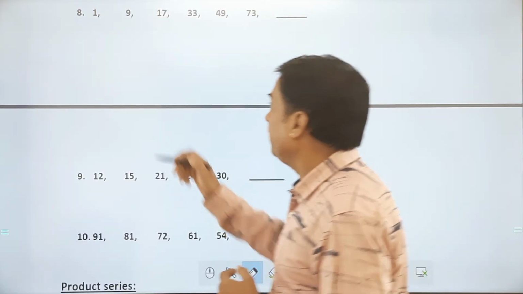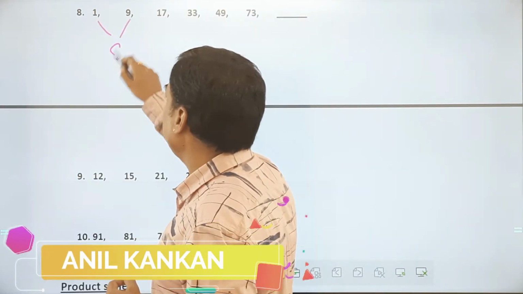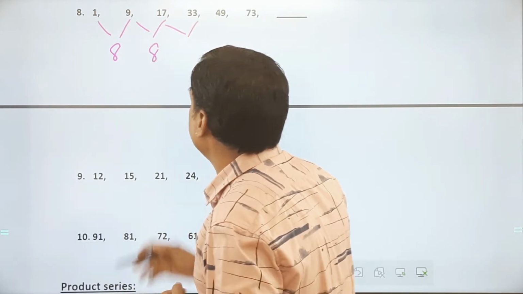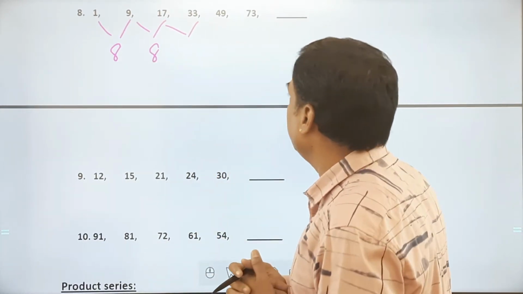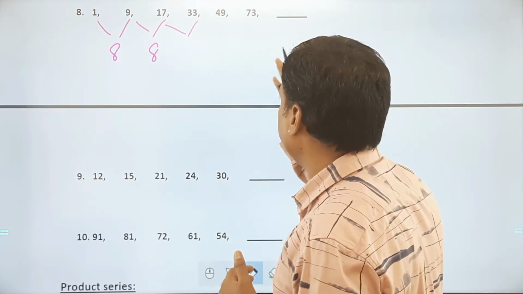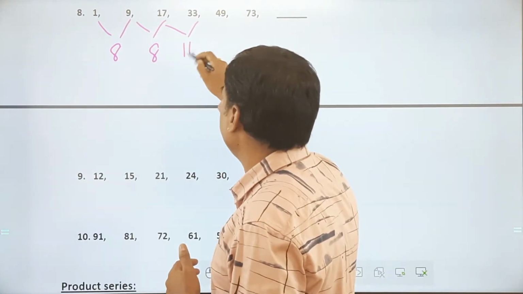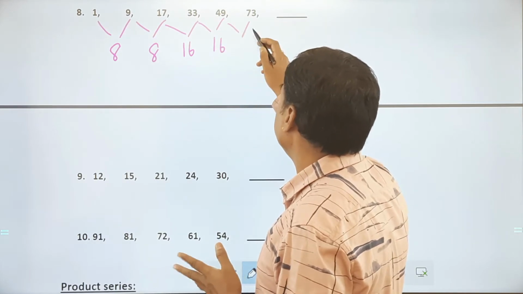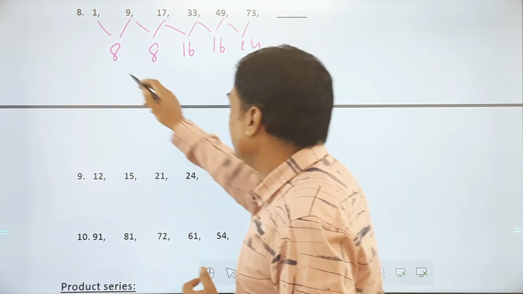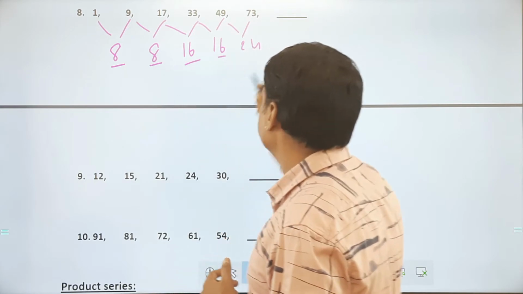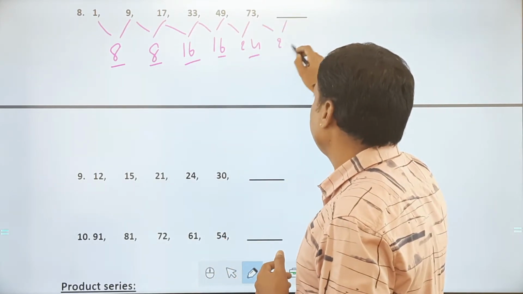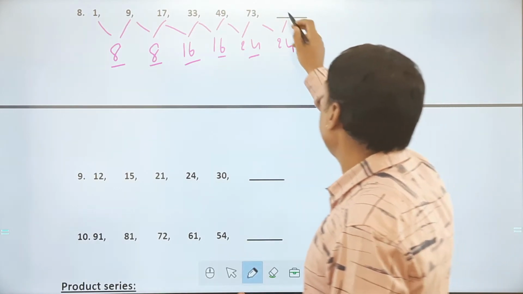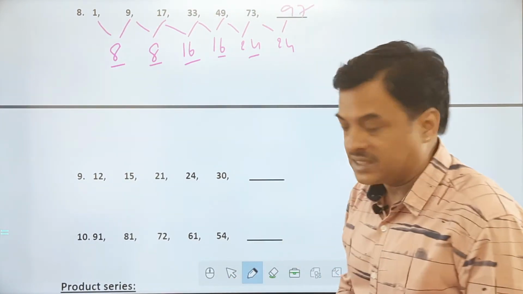Okay, so let us see the difference over here. I find it to be 8. Here the difference, I find it to be 8. Here the difference, I am finding it to be how much? 13 and 17, you can 34. So 16 is a difference. And here the difference is again 16. Here the difference is nearly about 24. So this is 8, 8, 16, 16, 24. So the next one also has to be how much? 24. So adding 24 to that, 97 is my required answer in this case.